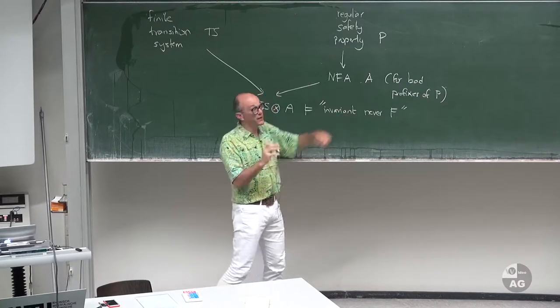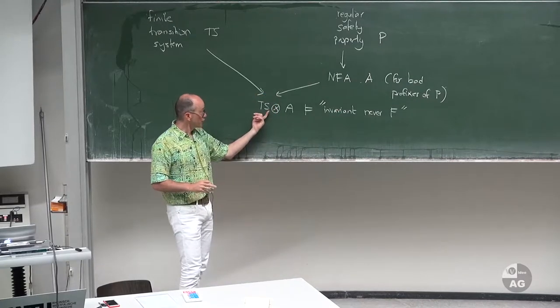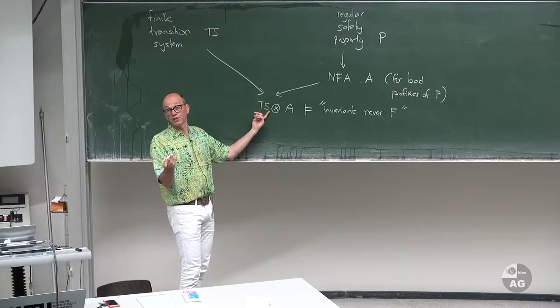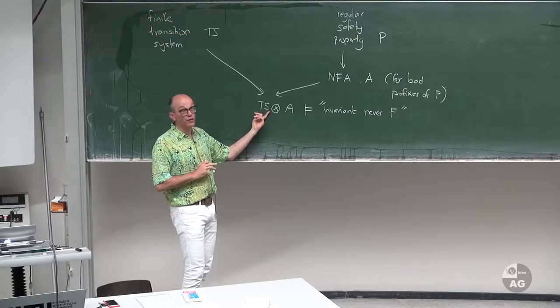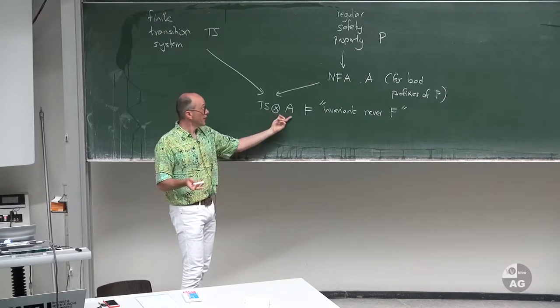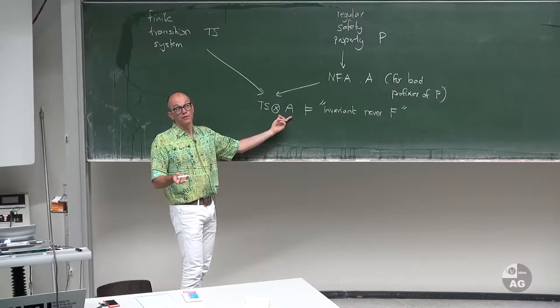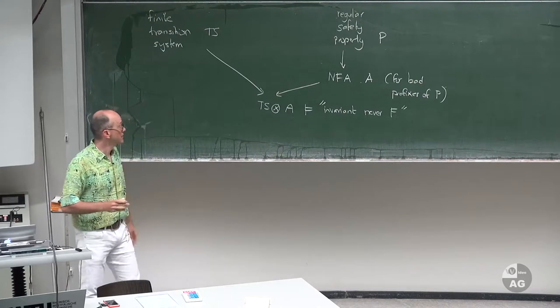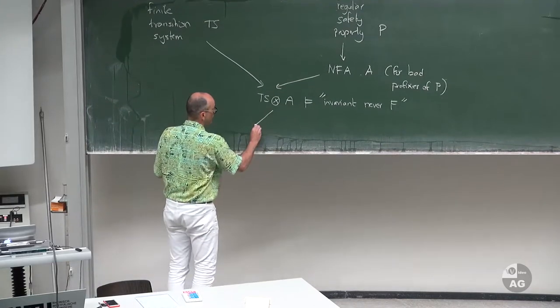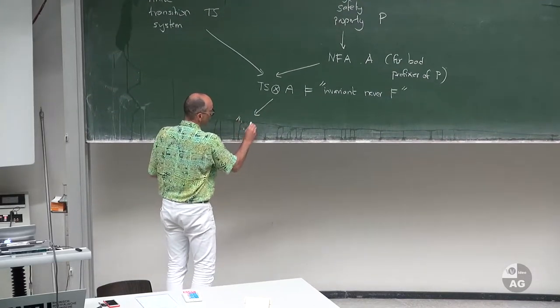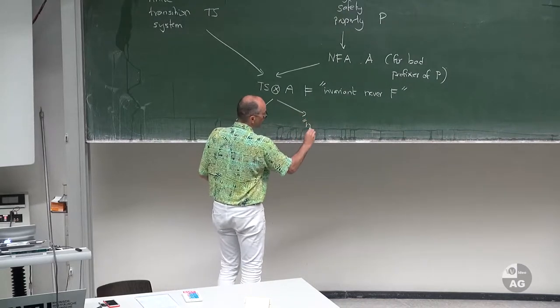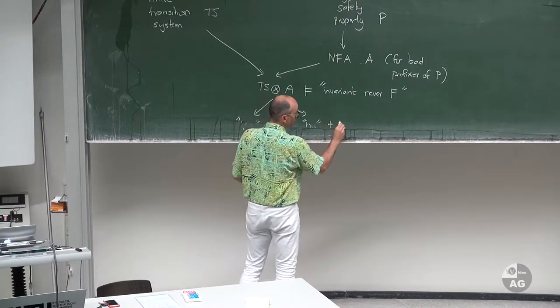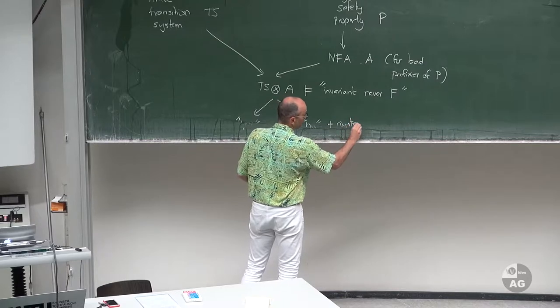So intuitively speaking, we are checking whether the transition system of the model that we are interested in can generate a behavior that violates the safety property. And violating the safety property means it can exhibit a bad prefix. And based on this, we were able to say yes, we were able to say no. And if we are able to say no, we could also provide a counterexample.